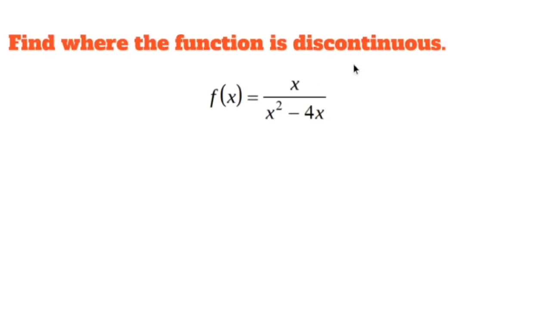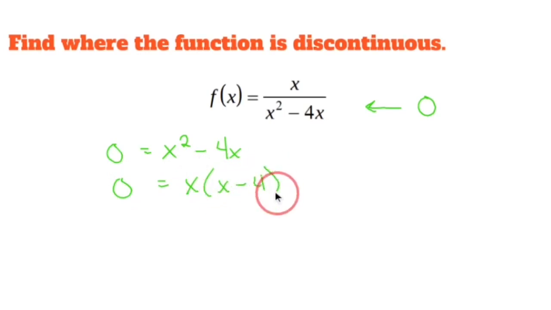Find where the function is discontinuous. A function is discontinuous at the x values that make the function undefined. What does undefined mean? Whenever the denominator is equal to 0. So let's set the denominator equal to 0 and see what happens. Now I have two x's. Sounds like my dating history. And I'm going to factor out one of them. When I factor out an x, I have regular x minus 4 left behind.